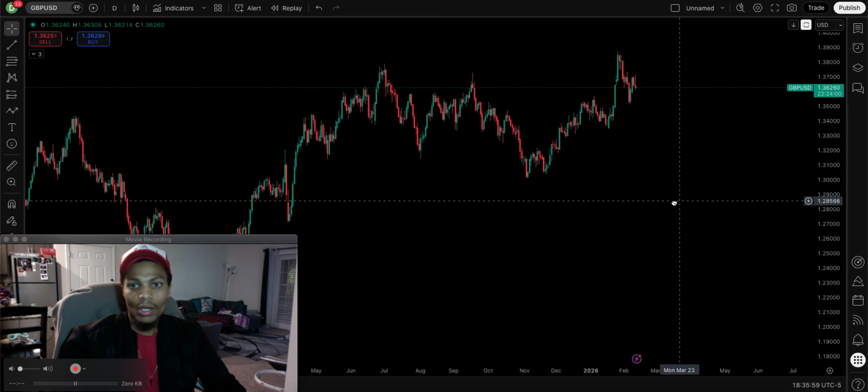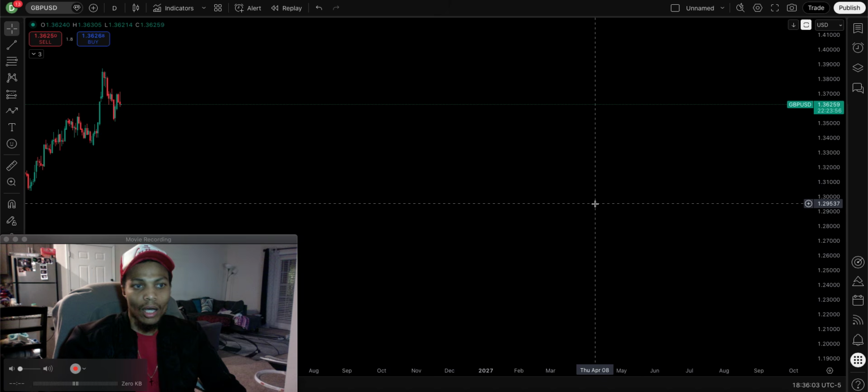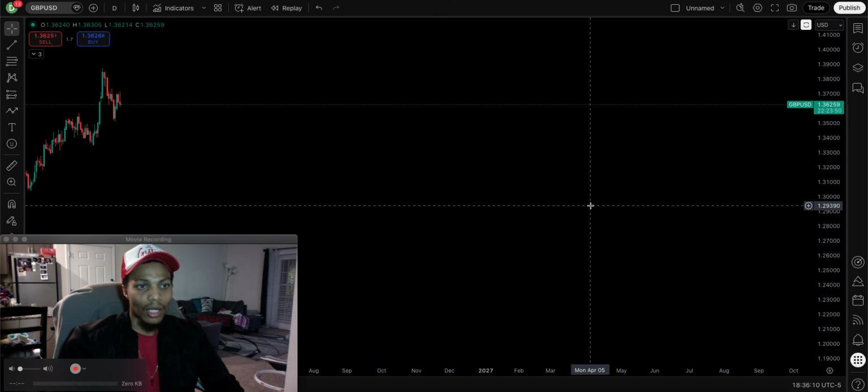All right, so how do we identify an uptrend and a downtrend? Well, there are three phases to market structure. There's an uptrend, there's a transition phase, and there's a downtrend.